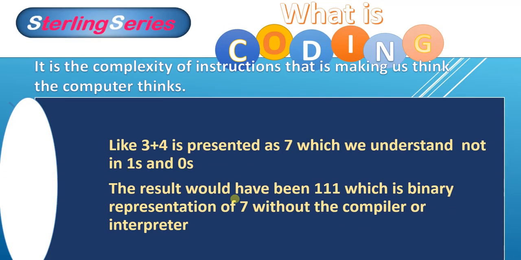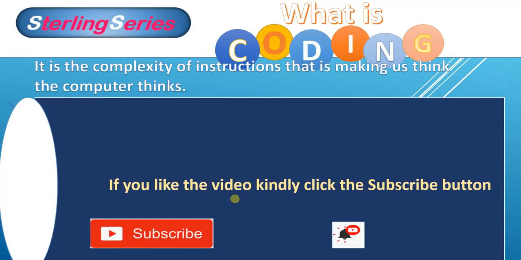that we understand. Like in our previous video, we said 3 plus 4 is presented as 7, which we understand, and it's not in ones and zeros. In actual fact, the computer will present the result as 111, which is the binary representation of 7. But with the help of the compiler or the interpreter, we get the result as 7 that we understand.